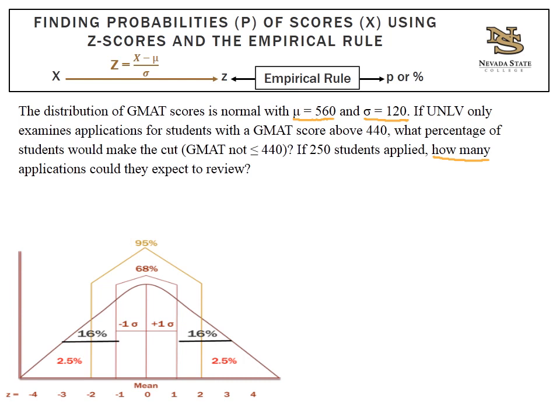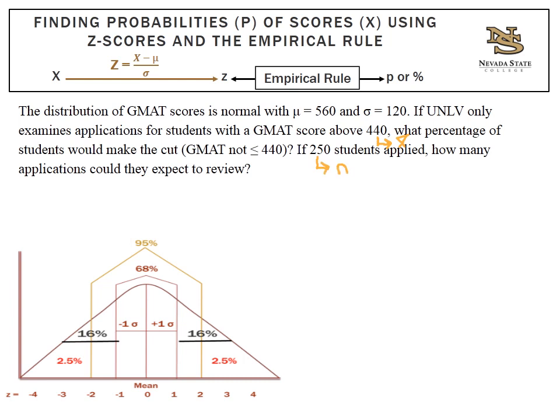UNLV only examines applications for students with a GMAT above 440. So in this case, this is going to be our score of interest here, our X. What percentage of students would make the cut? So in other words, have a GMAT above 440, right? Not 440 or below. And if 250 students applied, how many applications would they expect to review? So we'll call this our lowercase n. No, we won't call it our population because our population is all test takers. So we'll go back and we'll say this is our X value. This is our lowercase n.